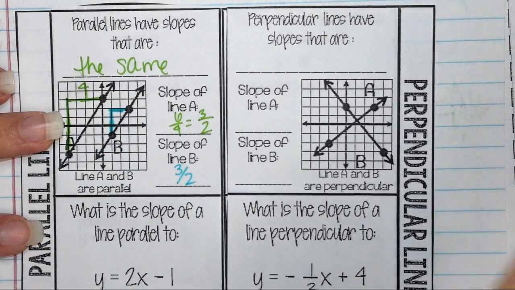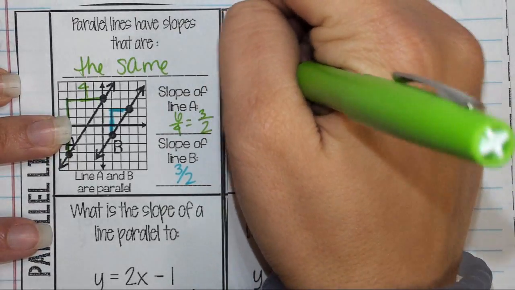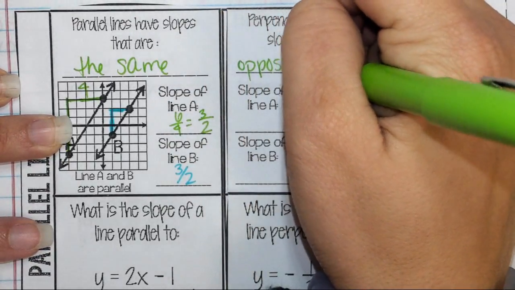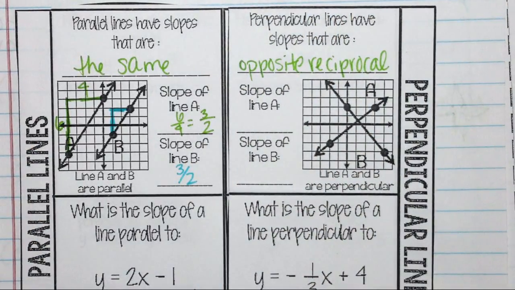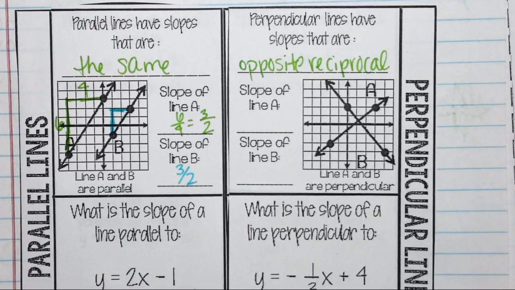Okay, perpendicular lines have slopes that are opposite reciprocal. If you don't know how to spell reciprocal, look at the board. And for the love of God, learn how to spell. One day you're going to have to send emails at work and stuff like that. Please learn how to spell. Alright, so opposite means that there are 2 different signs, and reciprocal means that it's a flipped fraction.